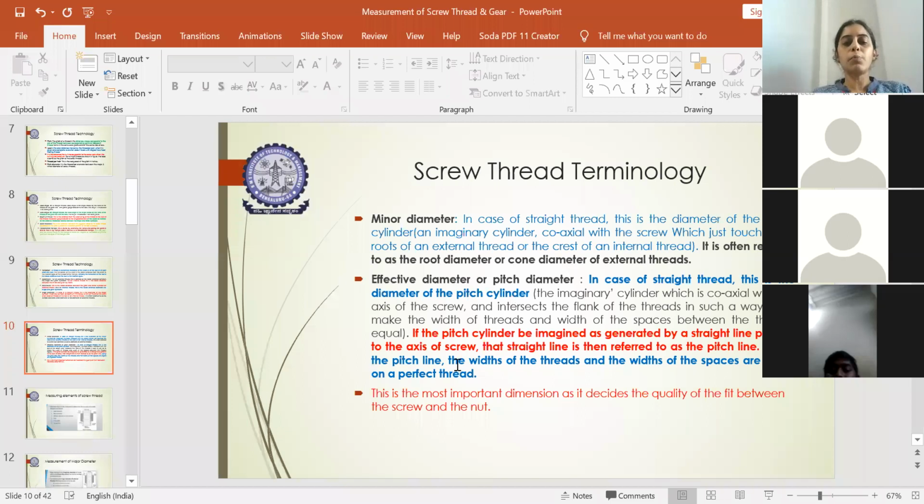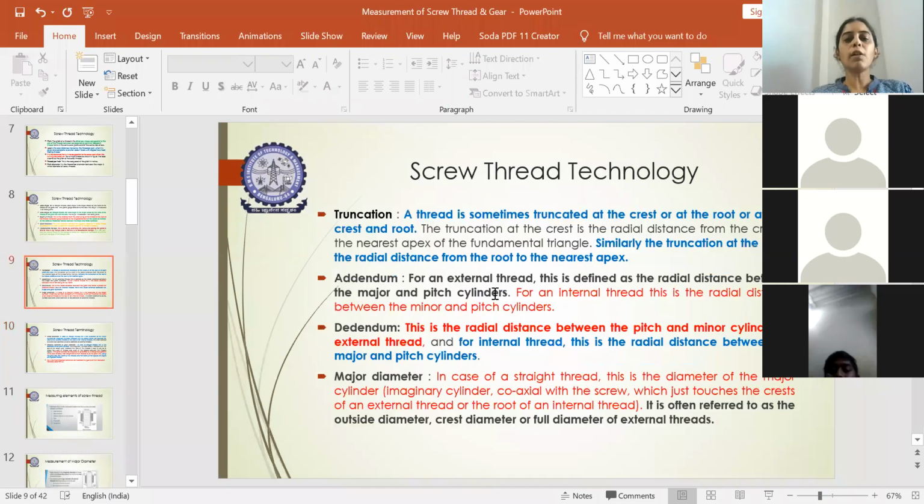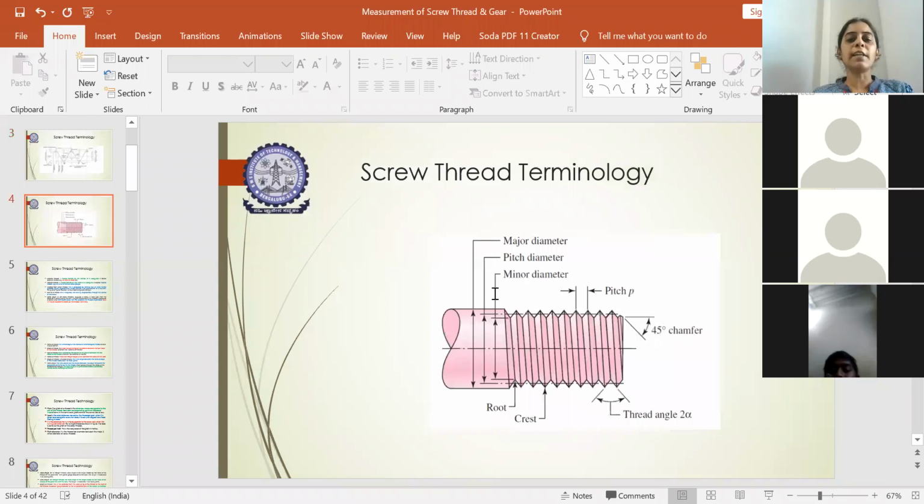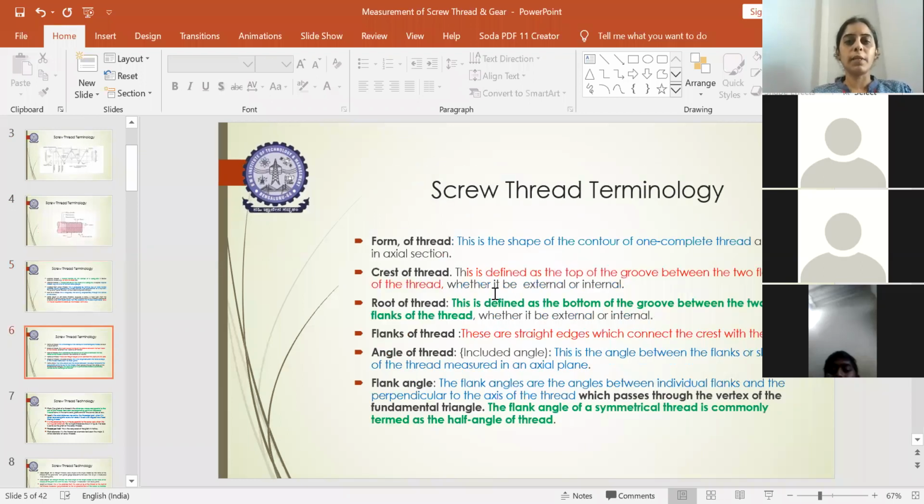This is the most important dimension, which helps you to define the fit between the given screw and the nut. Based on the effective diameter, you can identify how good the fit is between the given screw and nut. This is one of the terminologies which has to be evaluated very accurately to know the performance of the fit assembly between the screw and the nut. So these are all the terminologies. If they ask you in the examination to explain the terminologies with a neat sketch, kindly draw the sketch and explain each term and what it means.